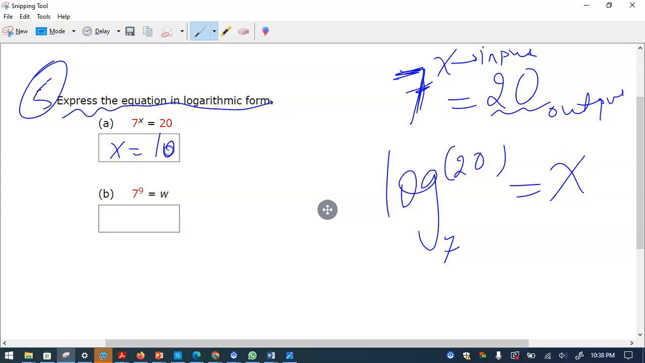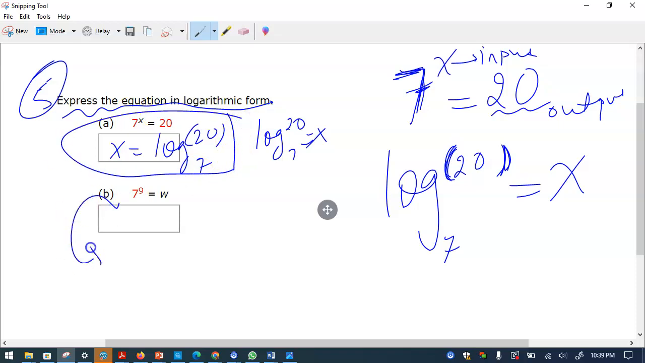x equals log of 20 to the base 7, or you could also write log of 20, and make sure you put this parenthesis here. That's important. So this is the right way to write.